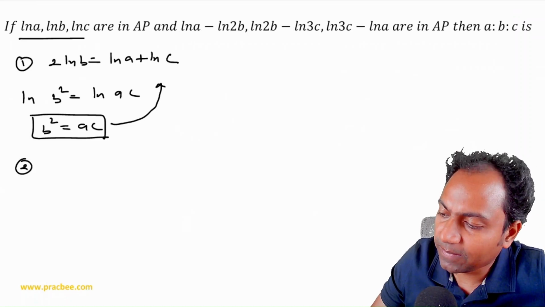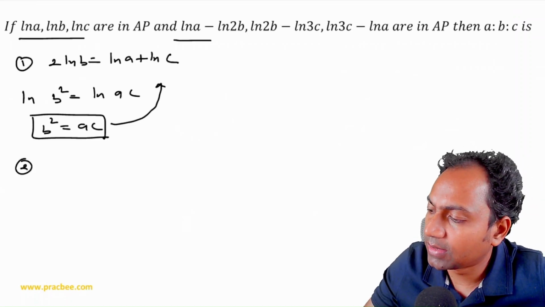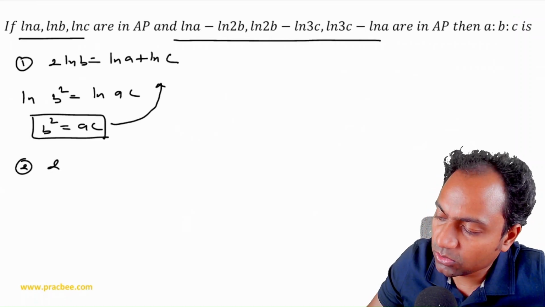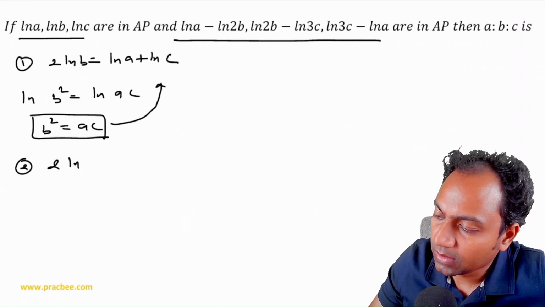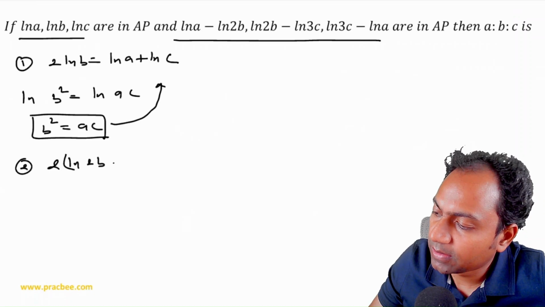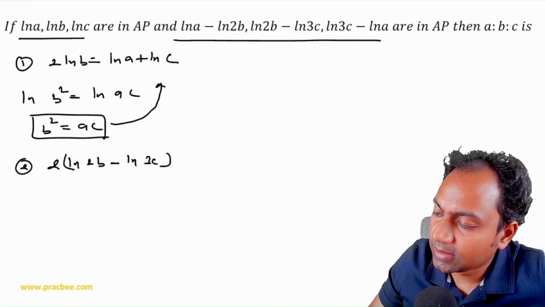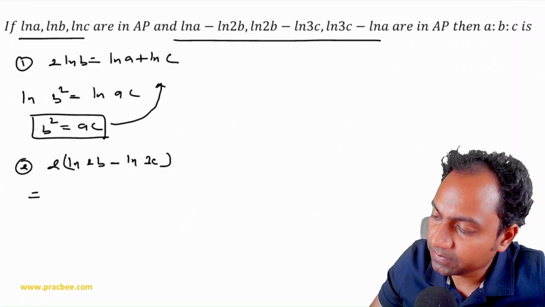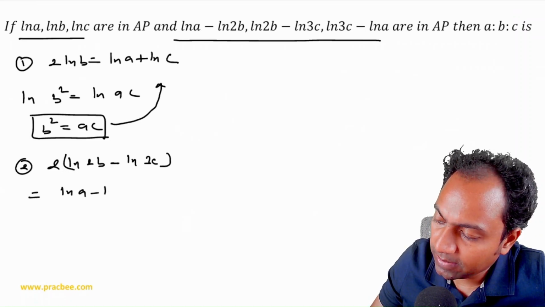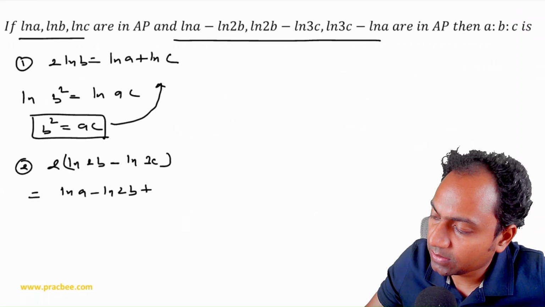Second part is if I apply the same thing in the second part of the question, it becomes 2 times ln 2b minus ln 3c. This should be equal to nothing but ln a minus ln 2b plus ln 3c minus ln a.